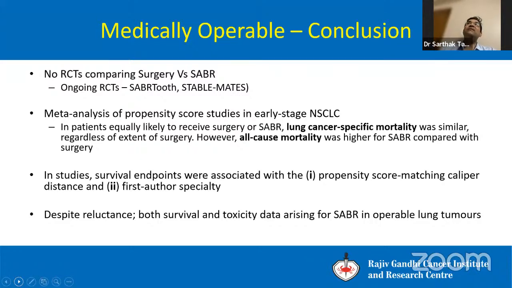What they're trying to say is, if a surgical oncologist presents the data, it may favor a surgical oncology survival endpoint, and vice versa, if a radiation oncologist presents the data, it might skew towards radiation oncology benefit. So this is something that happens. And despite reluctance, both survival and toxicity data for stable and operable lung tumors are probably what we have as the answer right now. It's somewhat non-similar, but again, we don't have level 1 evidence to answer that. Next, please.